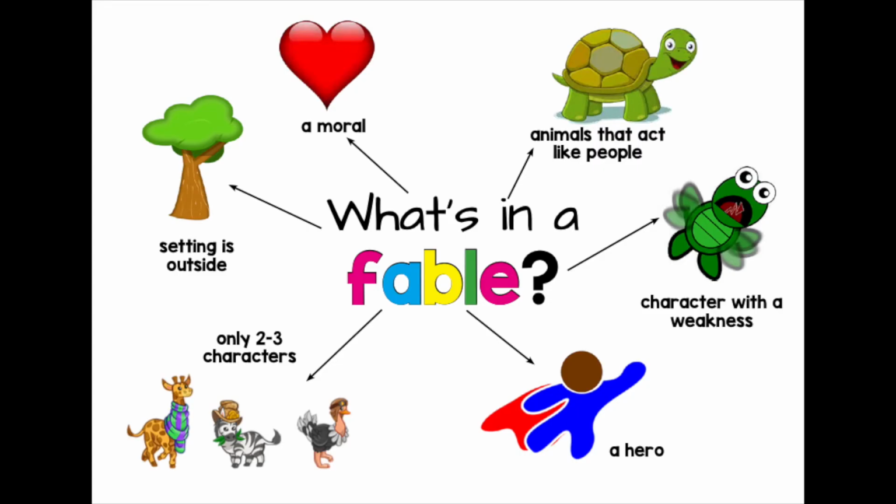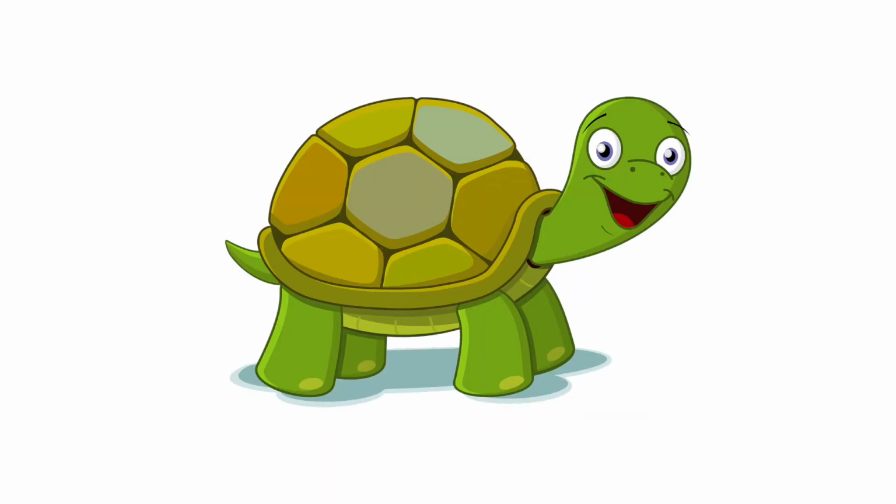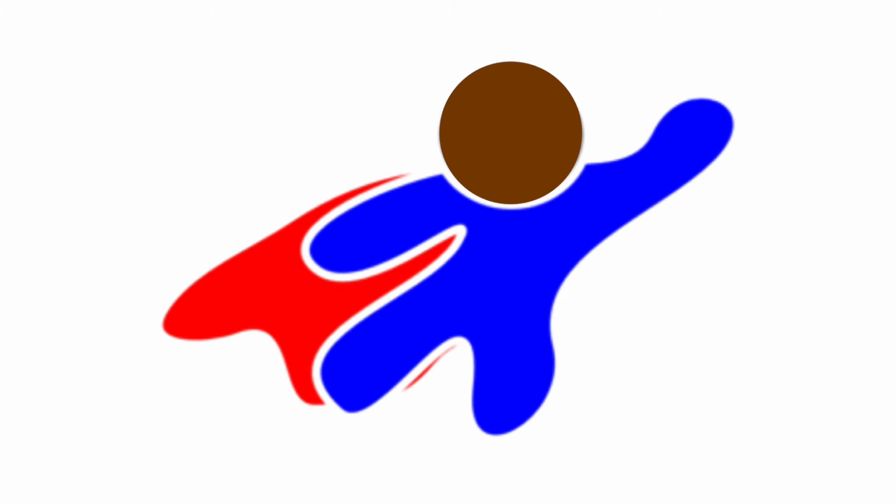This type of story is called a fable. Fables have animals that act like people, only 2 or 3 characters, a hero, and a moral at the end.